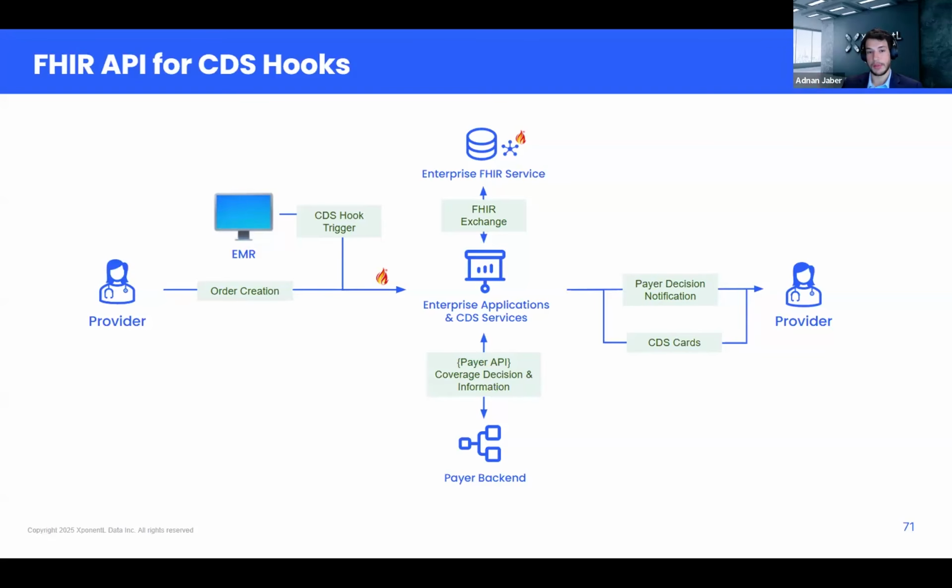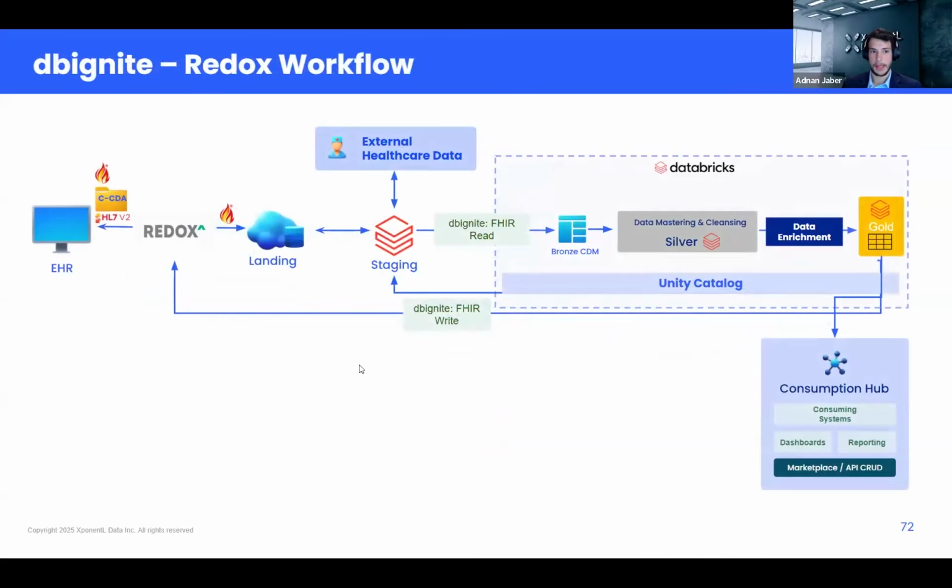However, the implementation of Databricks Solutions Accelerators like DB Ignite and the Databricks FHIR API service will prove to be foundational in supporting your organization's interoperability needs. And if we move forward to the next slide, we'll be able to see how DB Ignite and Redox can work together. So here we see the architecture with reads into your bronze layer and writes back to Redox or whatever other organization you want to write FHIR resources back into.